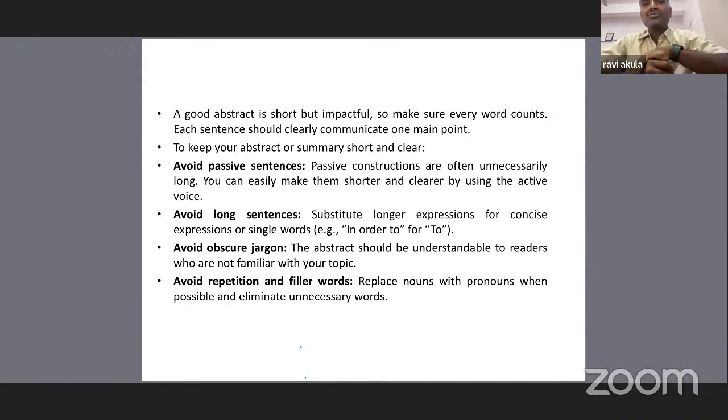A good abstract is short but impactful. So make sure every word counts. Each sentence should clearly communicate one main point. To keep your abstract or summary short and clear, you have to follow these principles.